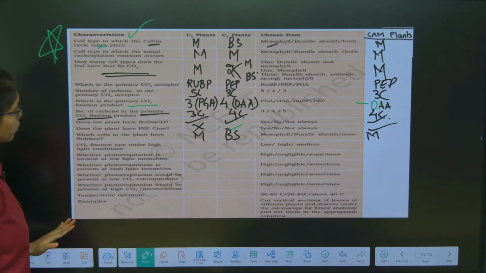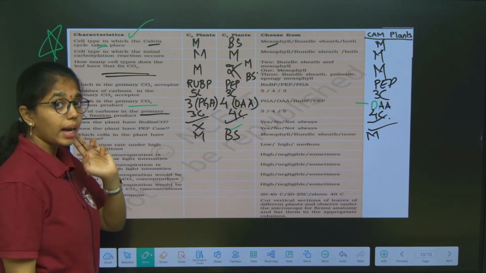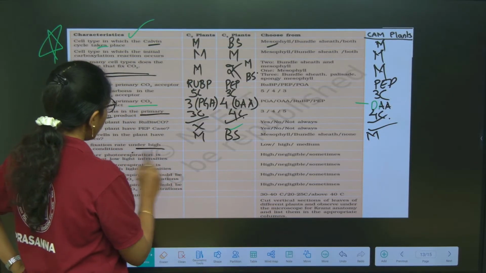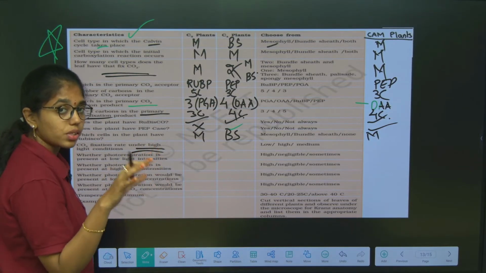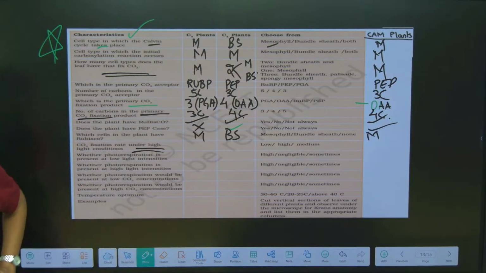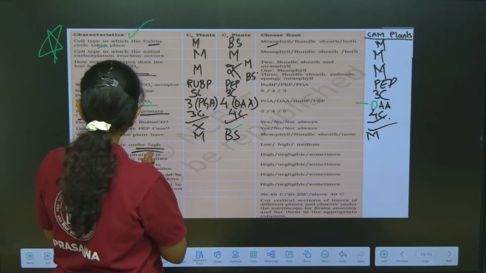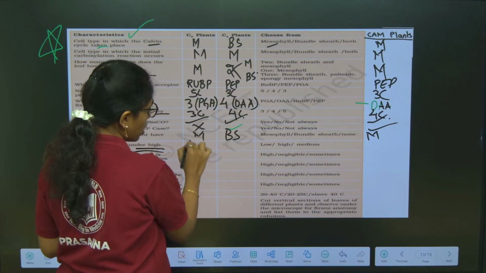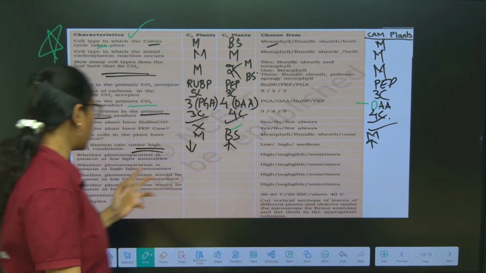Next, carbon dioxide fixation rate under high light conditions. Under high light intensity, oxygen will be solubilized, and rubisco which is present over here will do oxygenase activity. Okay. So, it does what? Oxygenase activity. So, here carbon dioxide fixation at high light conditions will be low because rubisco conducts oxygenase activity. In C4 and CAM it will be high only.